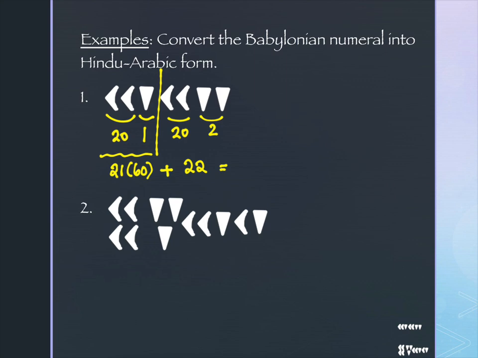All right, so what is 21 times 60 plus 22? Somebody multiply for me. Okay, say again, 1,282. Is it starting to make sense?